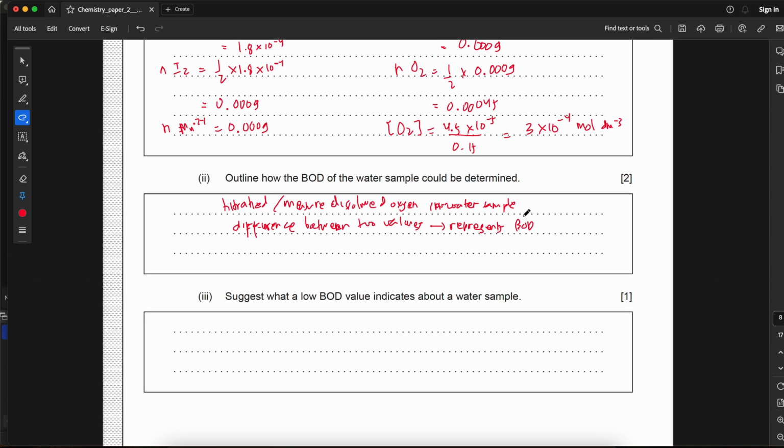Suggest what a low BOD value indicates about a water sample. It means there is not a lot of oxygen consumed by the microorganisms, so low levels of water pollution. So low DO difference, low BOD.